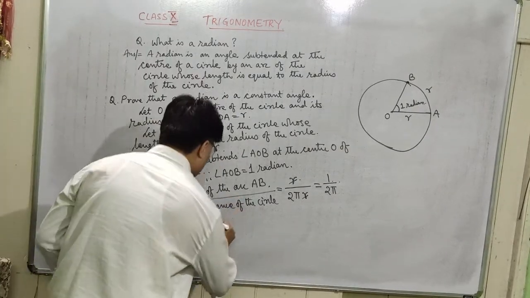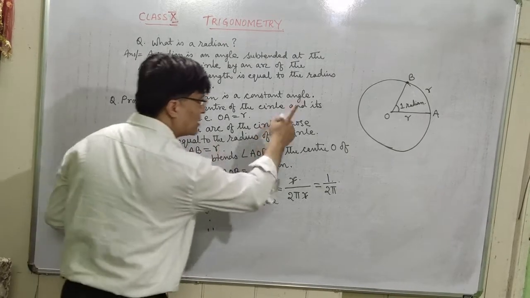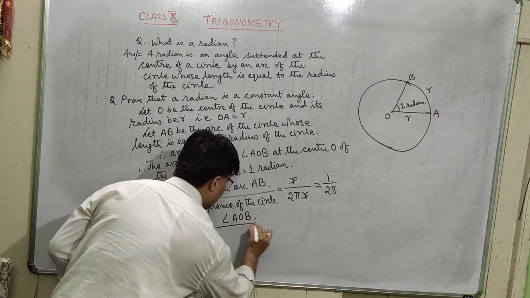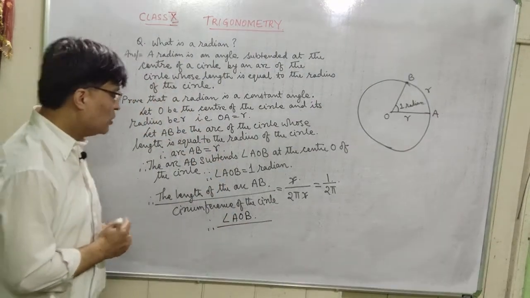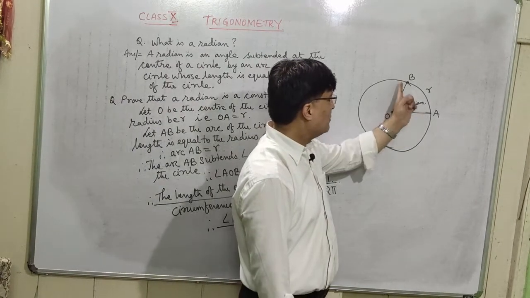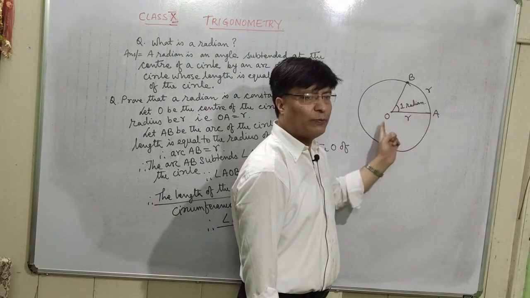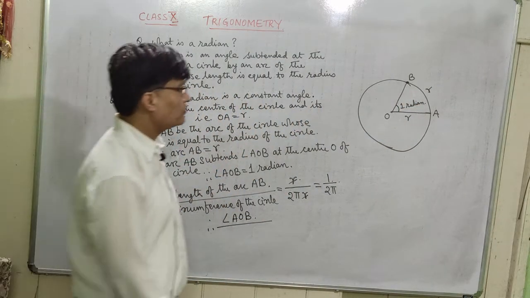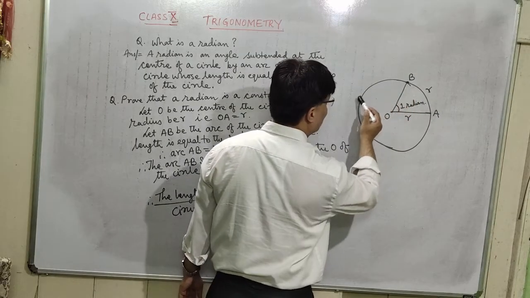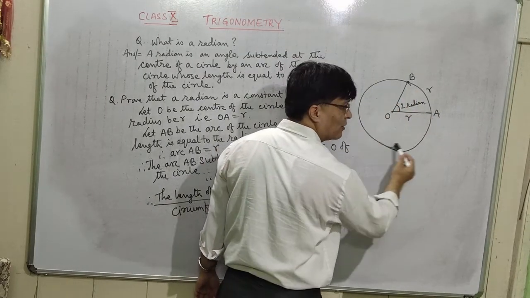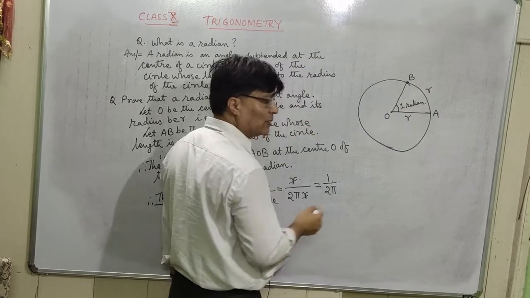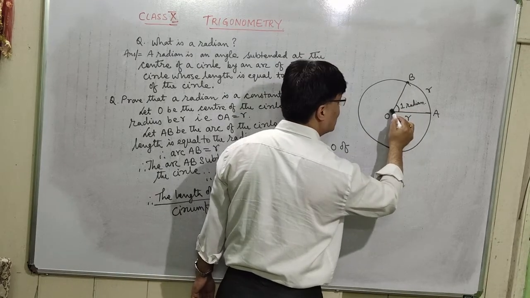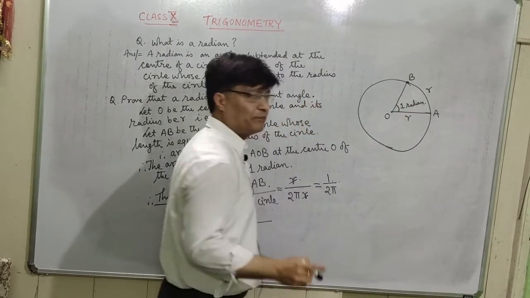Okay. So now in this case, let us take angle AOB divided by the circumference. Now you know that this arc AB subtends angle AOB at the center, that is 1 radian, and this whole circumference of the circle subtends angle 4 right angles at the center, isn't it? That is, this whole circumference of the circle subtends angle 360 degrees at the center.